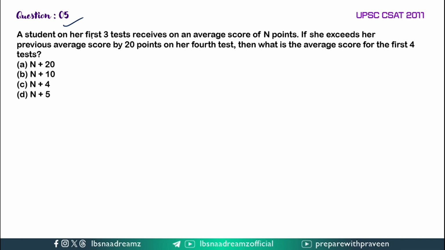Question 5. A student on her first three tests received an average score of n points. If she exceeds her previous average score by 20 points on her fourth test, then what is the average score of the first four tests? So in the question they have given the average score of first three tests as n points, and in her fourth test she is exceeding 20 points from her previous score. Now we have to find the average score of the first four tests.